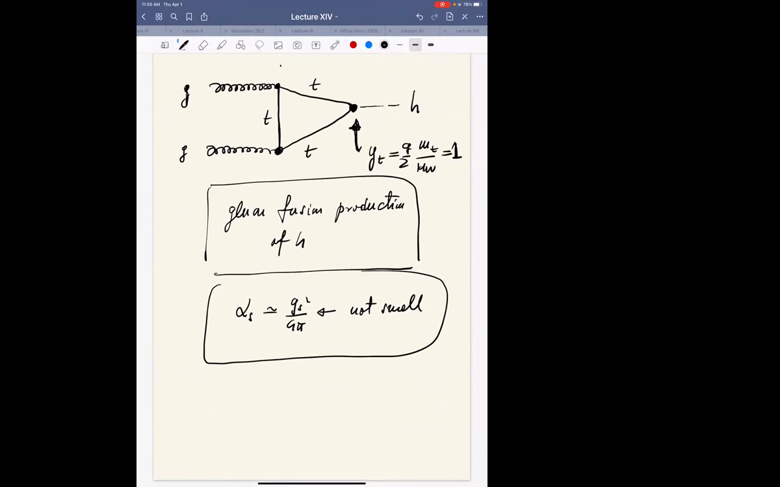And it works beautifully. It's a great source of Higgs. We have a lot of Higgs, okay? This way you get a lot of Higgs. LHC is great in this sense, and this is why the Higgs is studied.